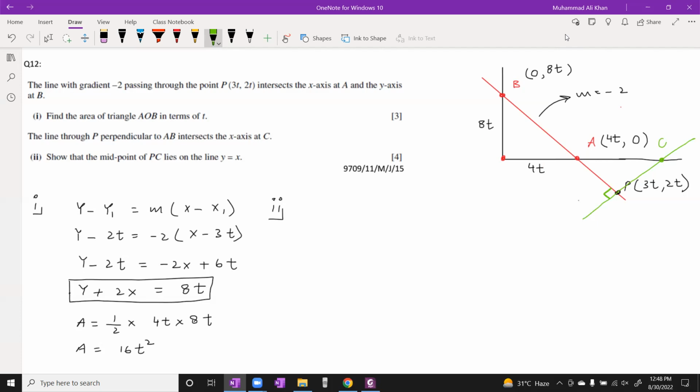क्या करें? c के कोऑर्डिनेट्स निकालें और फिर PC का मिड पॉइंट निकाल लें. अगर मिड पॉइंट सेम आ जाए, तो प्रूव हो जाएगा कि मिड पॉइंट लाइज ऑन y इक्वल टू x. अगर वो डिफरेंट आ जाए तो प्रूव नहीं होगा. तो इट मींस वी जस्ट हैव टू कैलकुलेट द कोऑर्डिनेट ऑफ c, मिड पॉइंट ऑफ PC सेम आने चाहिए.